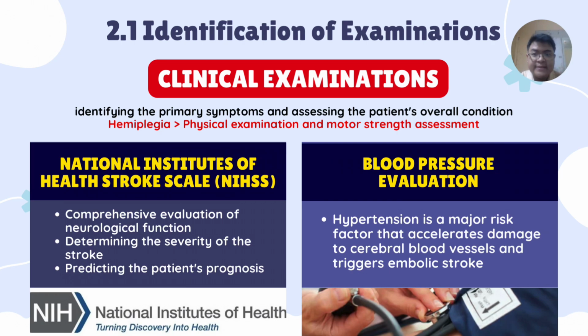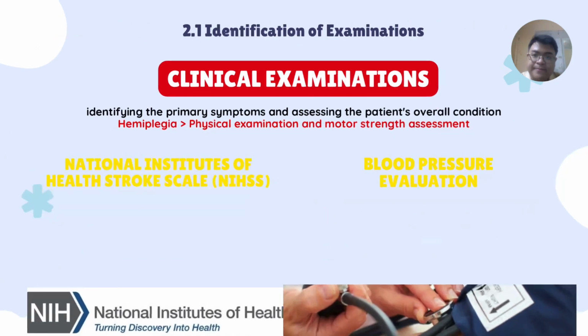A tool for assessing stroke severity is called the National Institutes of Health Stroke Scale, or NIHSS, which provides a comprehensive evaluation of neurological function, determining the severity of the stroke and predicting the patient's prognosis. Blood pressure evaluation is also crucial and essential, as hypertension is a major risk factor that accelerates damage to the cerebral blood vessels and triggers embolic stroke.